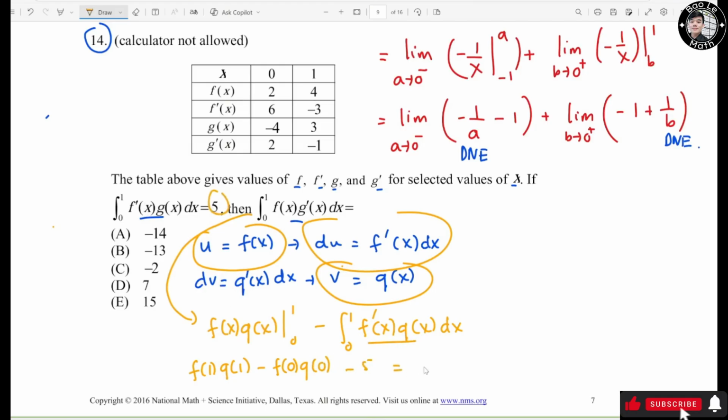Subtract 5. So f of 1 is going to be 4, g of 1 is going to be 3, 4 times 3 equals 12. Subtract f of 0, which is 2, g of 0, which is negative 4. So it's plus 8 minus 5. So it could be 15, right? The answer must be E.